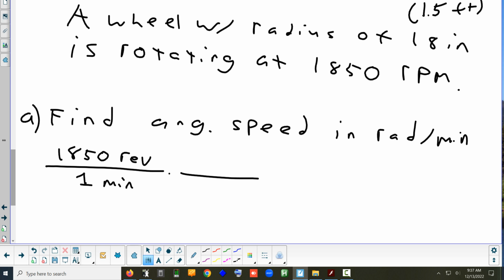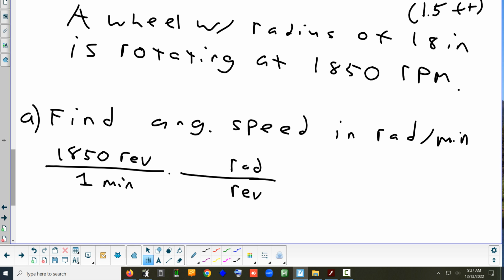Now, they want me to change to radians per minute. So the time unit is okay. We don't have to do anything to minutes. But I need to get rid of revolutions. Even if you don't know the conversion yet, where would revolutions go so it disappears? Yep. That would go in the bottom. And the goal is to get radians, so that would go in the top.